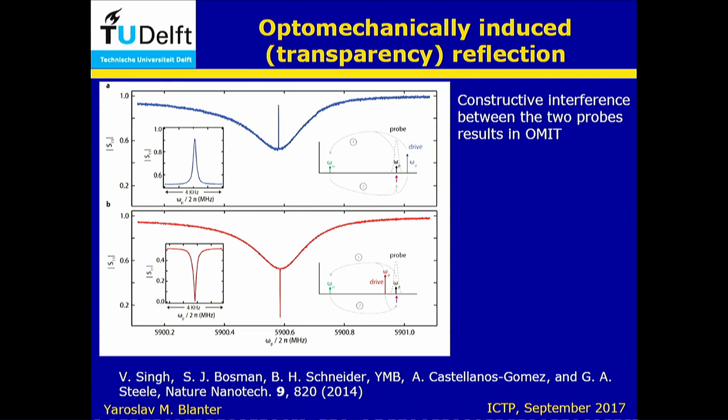Now there's another one which I didn't mention before: you can also drive it at the blue sideband, and you also get optomechanically induced transparency, but in this case it has the opposite sign. So instead of suppressing the reflection, it enhances it. And since they don't have transmission, if it's not reflection, it's absorption, the only way you can get rid of the radiation. And so they call it optomechanically induced absorption. And this is optomechanically induced reflection.